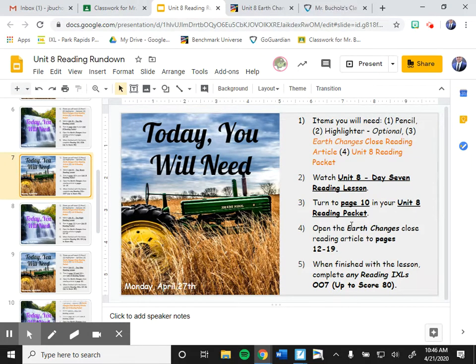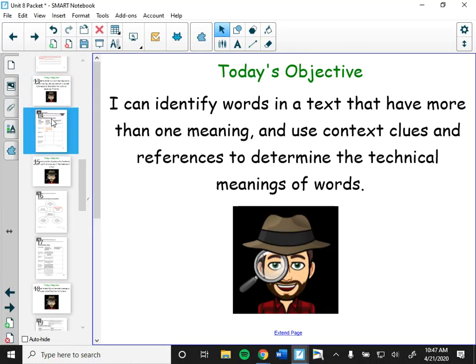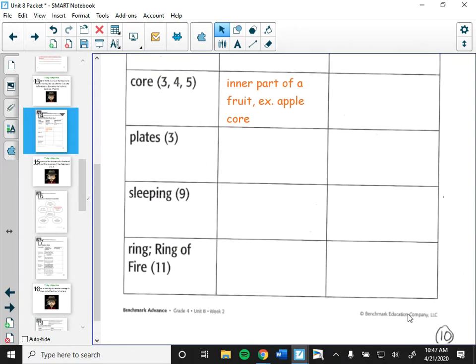Today we are going to continue our reading lesson. We are on Unit 8, Earth Changes. Once again, you're going to need your Earth Changes Close Reading article as well as your Unit 8 reading packet. Watch the video. Turn to page 10 in your Unit 8 reading packet. That's going to look something like this. Page 10, on the bottom right hand corner.